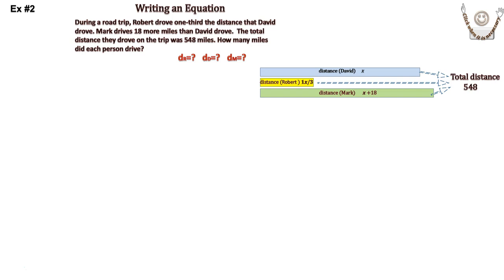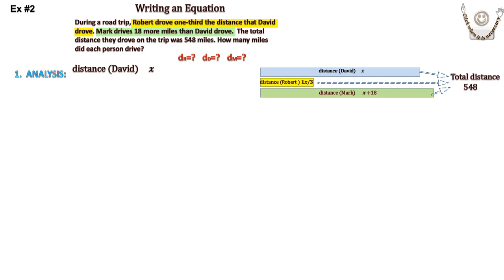The first step is analysis. Let's look at what we have. Robert drove 1/3 the distance that David drove. And Mark drove 18 more miles than Dave drove. So the distance that Dave drove is the center of this problem, because everything else we have to compare with that particular distance. So let's mark the distance which Dave drove as x.